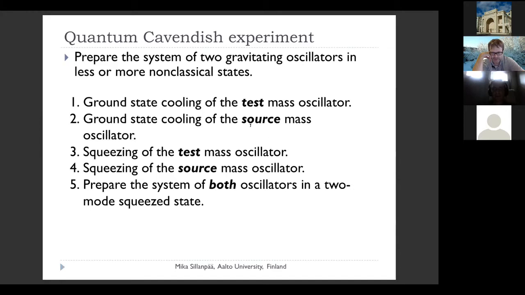And the states I'm talking about include the gravitational driving, but they are pure quantum states displaced by the gravity. Then what one can realistically do is squeeze the test mass oscillator, squeeze the source mass oscillator. In that case, the gravity is already produced by non-classical objects, and then squeeze the total system.